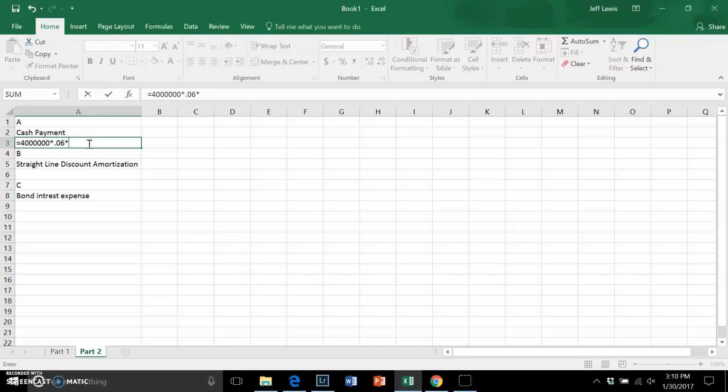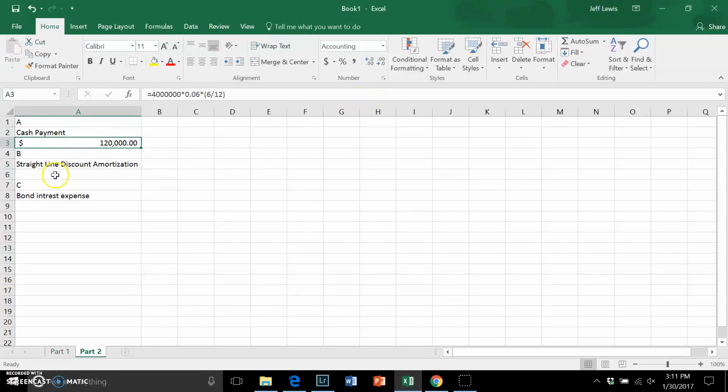And then you're going to multiply this by 6/12 of a year. So what does that mean? There's 12 months in a year, and this bond pays interest semi-annually. So you can write 6/12 or just 1/2. So every half a year you're going to pay interest on this bond. So you do that out, and you get $120,000. So that is part A.